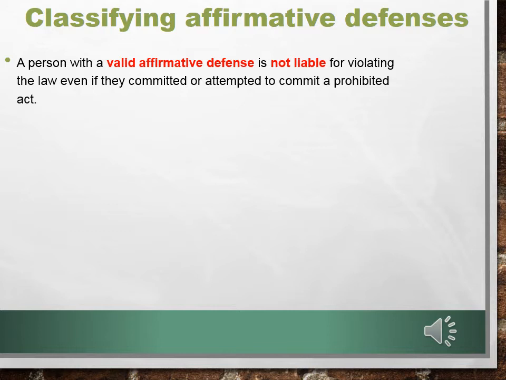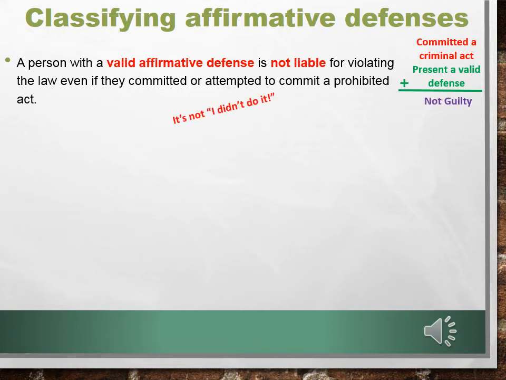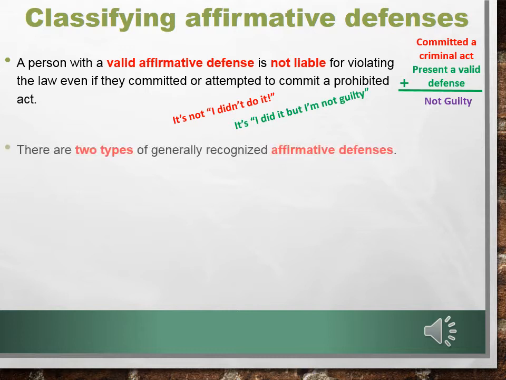What does this look like? You committed a criminal act, but you present a valid defense, so you are not guilty. In other words, it's not, I didn't do it, it's, I did it, but I'm not guilty. What do these affirmative defenses look like? There are two types of generally recognized affirmative defenses.